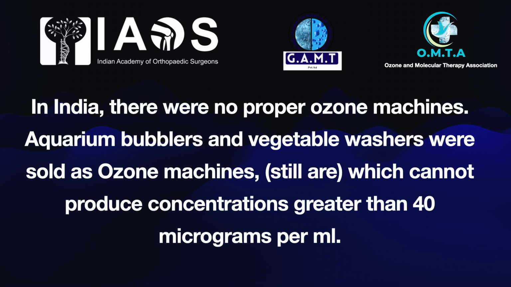In India, there are no proper ozone machines. Aquarium bubblers and vegetable washers were sold as ozone machines and still are. And these machines cannot produce greater concentration than 40 micrograms per ml. And that is the status of ozone in India today.